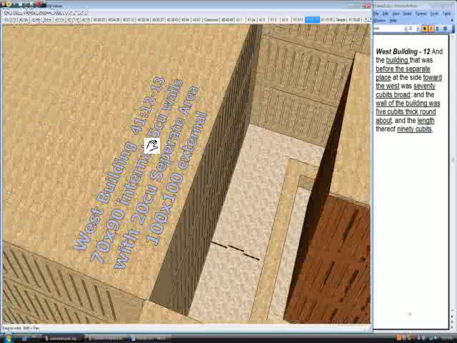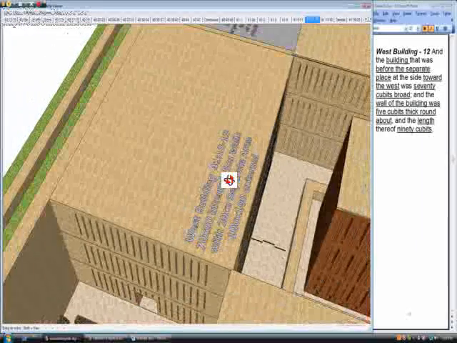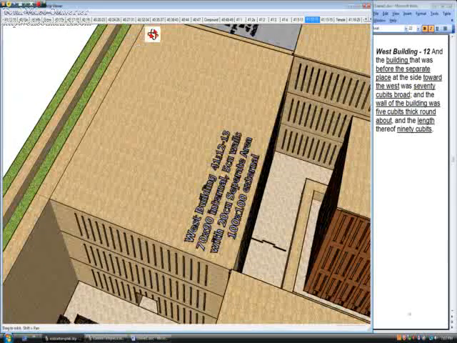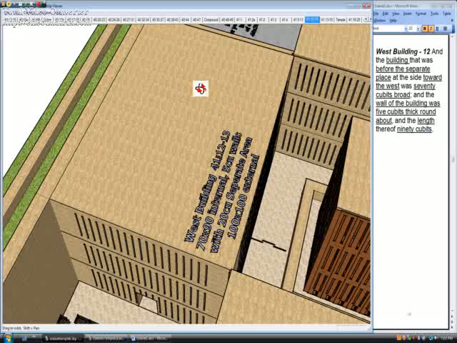Here's the west building. It's 70 by 90 on its internal dimensions. It's got a 5 cubit thick wall all around, which makes it 100 long and 80 wide, so that when you add on the 20 here, it's actually 100 by 100 area.